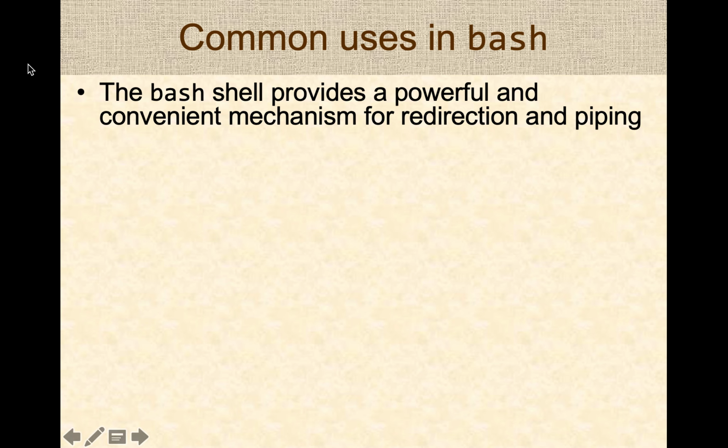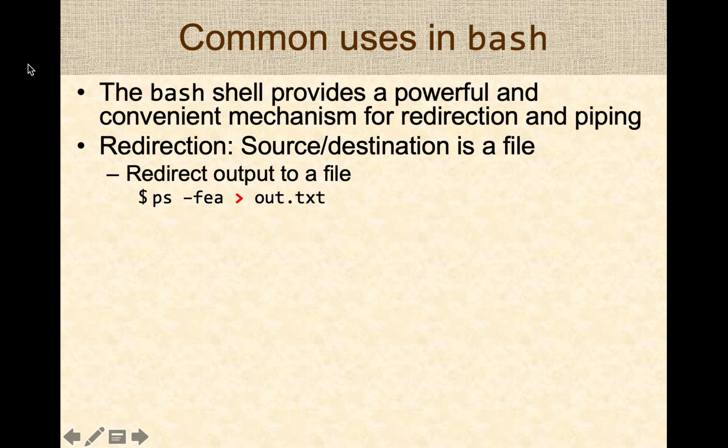Let's look at some of the common uses of redirection and piping at the bash shell. Bash provides very simple and powerful mechanisms for redirection and piping. So in Bash, you can take the output of a command, in this case ps -fea, and you can store the output onto a file by using the greater than sign. So you can say ps -fea > out.txt.